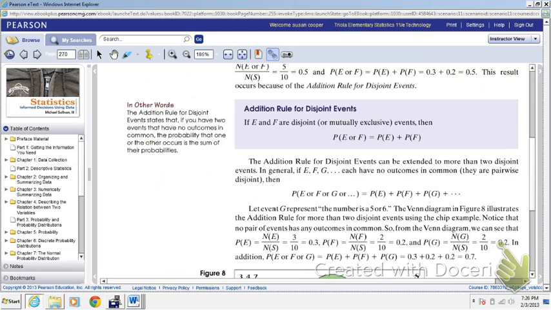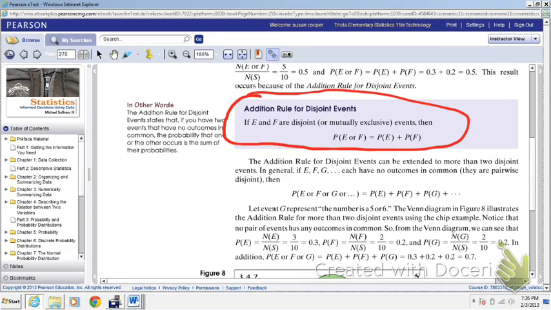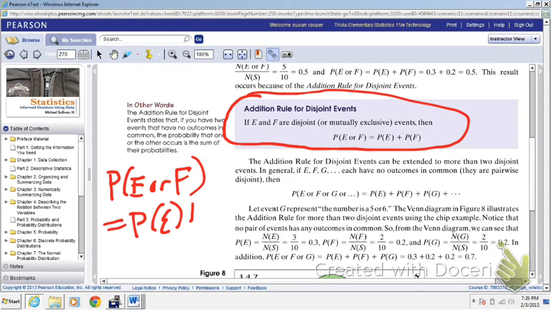So I kind of hit the nail on the head there. The next box is the addition rule for disjoint events. I pretty much gave that away. If E and F are disjoint events, such as selecting a king or a queen, then the following. So now the notation starts going. Basically P of E or F is equal to the probability of E plus the probability of F.